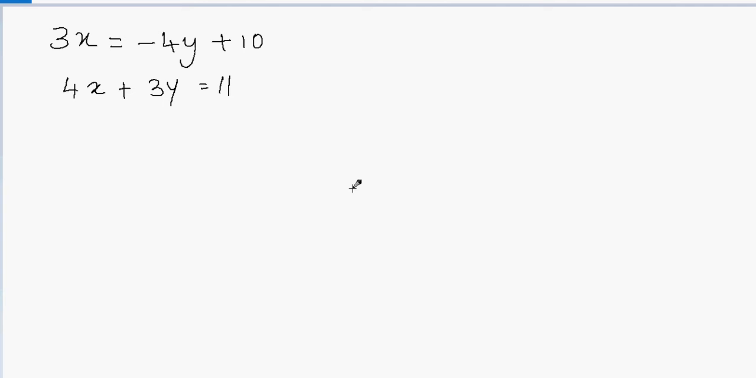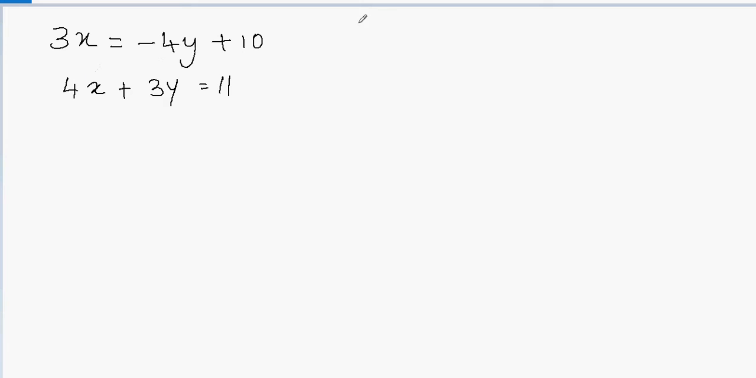Hi, in this video, I'll show you how to solve a system of equations by the elimination method. So here you can see that the second equation looks good, but the first equation looks weird. So let's first fix the first equation, because you want the equation to be in the form of ax plus by equals c to solve it by the elimination method. So let's change this into the form of ax plus by equals c, which is the standard form.